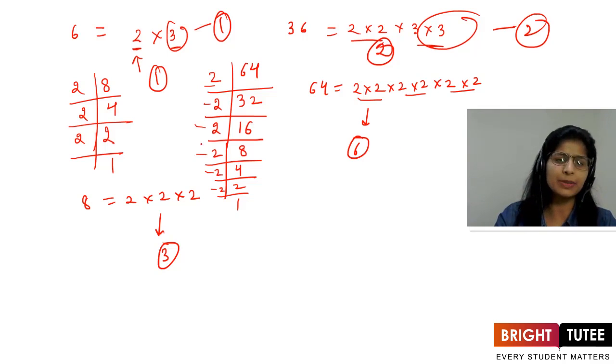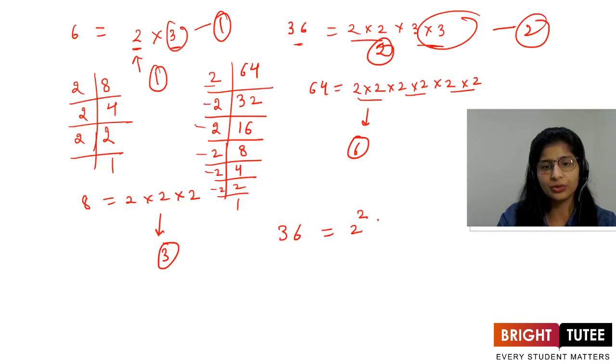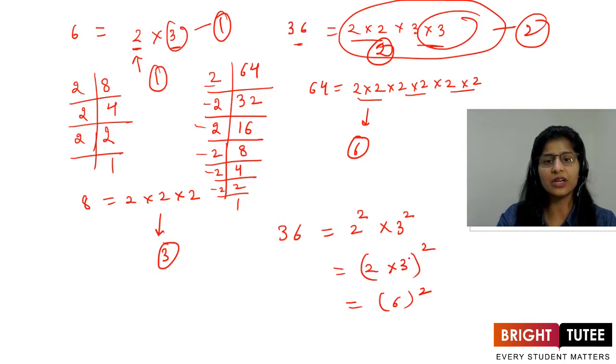So just observe one simple thing. Just see here. In 6, we got 2 into 3. And in 36, we got 2 into 2 into 3 into 3. Right? So just see, 36 can be written as square of 2 into square of 3. Or this can also be written as 2 into 3 whole square, and we get 6 whole square. So by doing the prime factorization, we got that 36 is the square of 6. Similarly, for some very large numbers, we will get a number like this, as in the case of 36. So we can say that 36 is the square of 6.